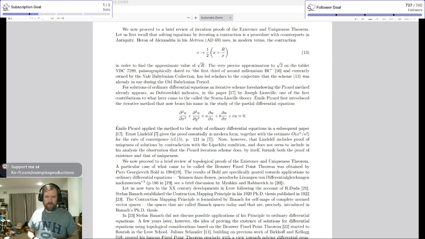We now proceed to a brief review of topological proofs of existence and uniqueness. A particular case of what became known as the Brouwer fixed point theorem was obtained by Piers Gregorovich Bohl in 1904. Results of Bohl are specifically geared toward applications to ordinary differential equations.